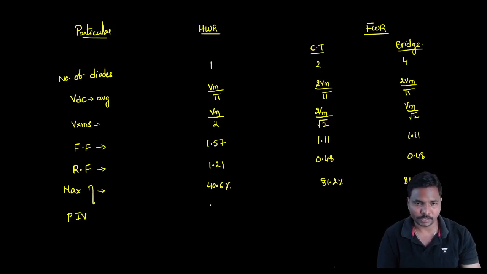Peak inverse voltage is very important. For the half wave rectifier and the bridge, the requirement is just Vm. For center tap, the requirement is 2Vm. If you want to use a PIV of 2Vm, then the cost of the diode is higher. That is the disadvantage in case of center tap: the PIV requirement is higher than the bridge rectifier. So 2Vm for center tap, and Vm for bridge.